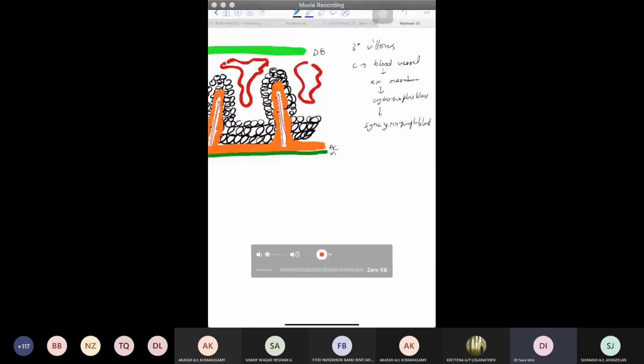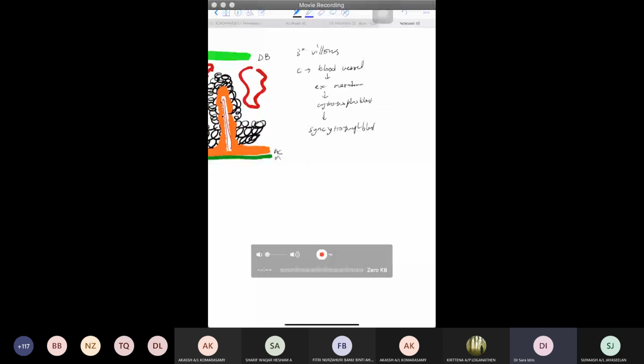Okay, so this is what the tertiary villus is going to be made up of, the architecture of the tertiary villus. If you have just these two, this is your primary villus. But if you have all these three, it is your secondary villus. But if you have all these four layers, then that's your tertiary villus.